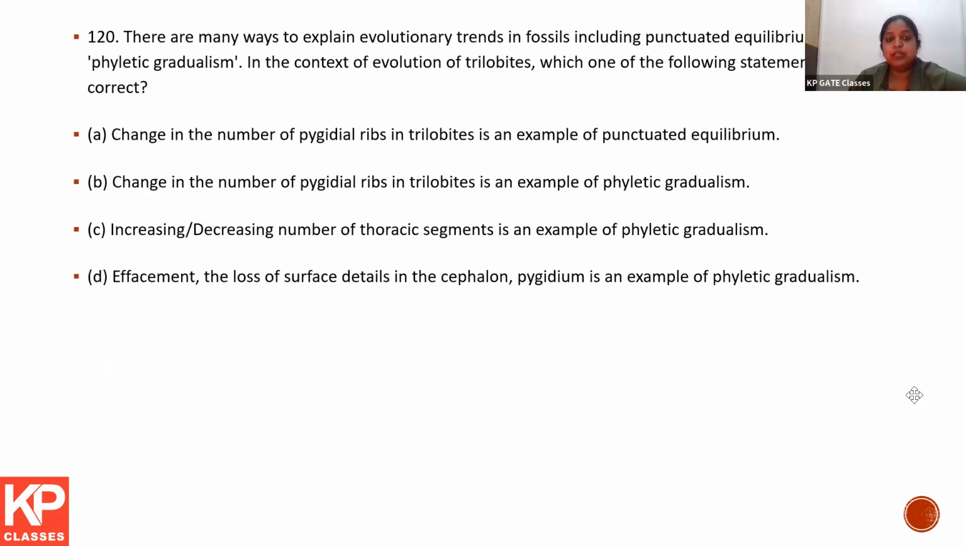So the last question: there are many ways to explain evolutionary trends in fossils, including punctuated equilibrium and phyletic gradualism. In the context of evolution of trilobites, which one of the following statements is not correct? Change in the number of pygidial ribs in trilobites is an example of punctuated equilibrium. No, first of all, that's the wrong statement. So the answer will be A. Change in number of pygidial ribs in trilobites is not an example of punctuated equilibrium. So that much is for the 120 question solution.